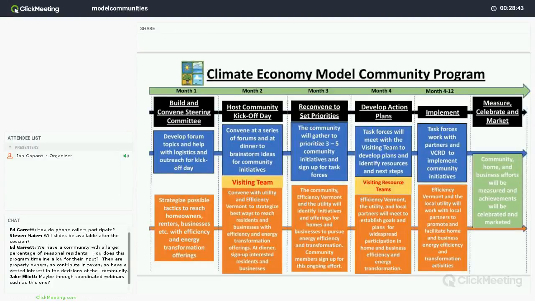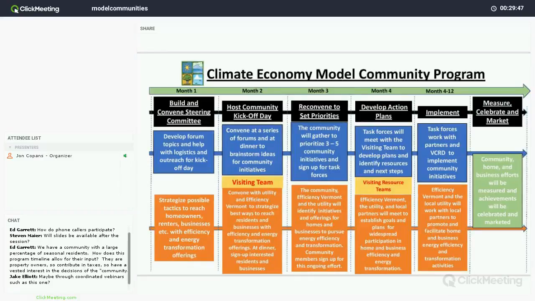Maybe it is a program where we are working with homeowners to comprehensively think about energy efficiency and retrofitting that home so it's using less energy. Maybe it's thinking about energy transformation, things like a cold climate heat pump, or other fuel switching opportunities. Those types of initiatives and offerings will be selected in a conversation between Efficiency Vermont, Green Mountain Power, and/or the local utility, and folks on the ground in the community. And then an effort will be embarked upon to engage homeowners, renters, landlords, businesses in the community to avail them of that opportunity.